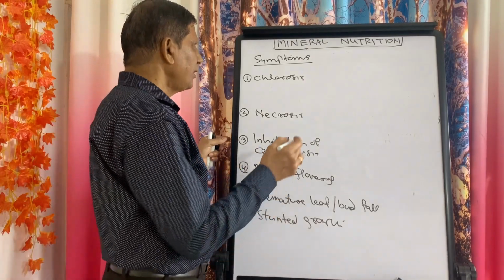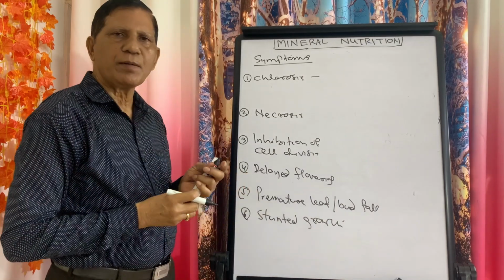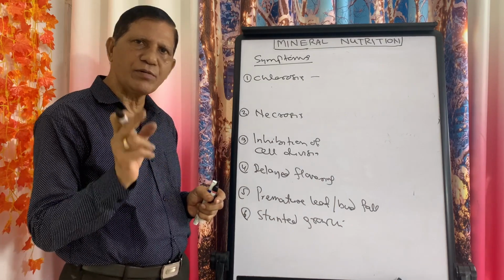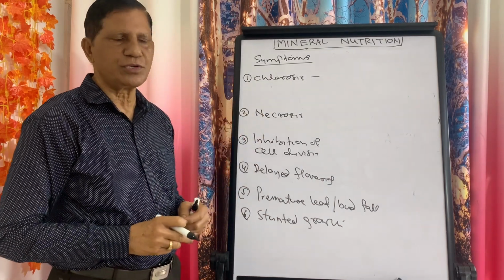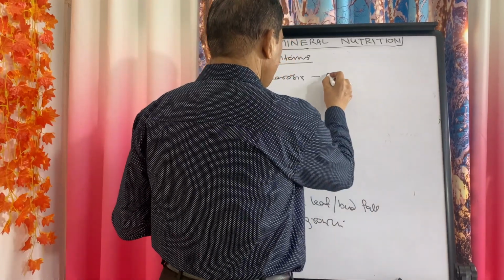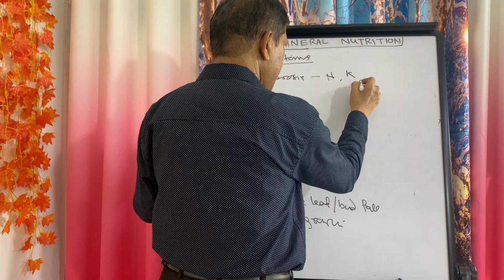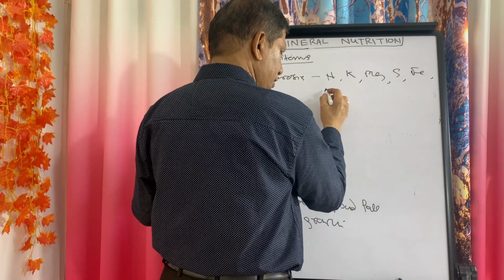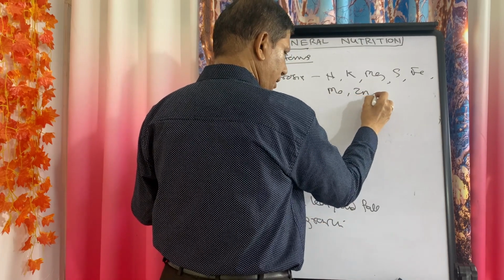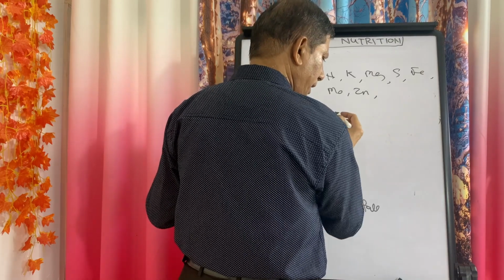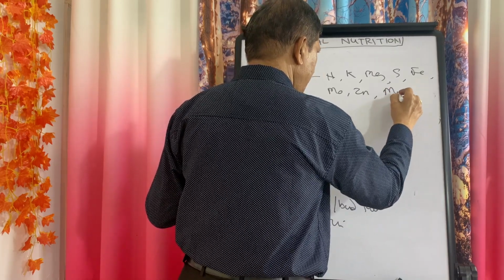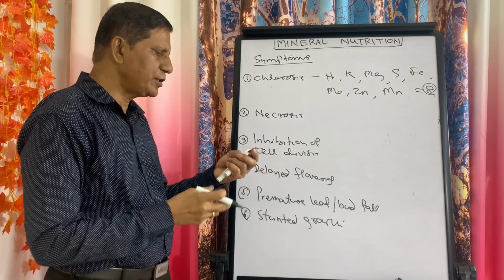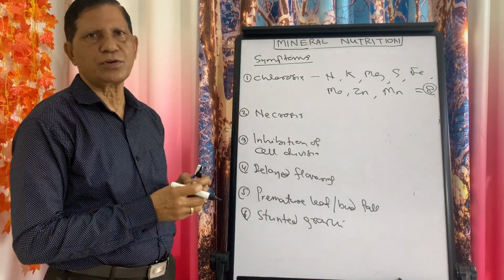For example, chlorosis can be observed if there is a deficiency of several elements, and there are 8 elements. If any one of them is absent, we'll see chlorosis. So what are these elements? One is nitrogen, potassium, then magnesium, then sulfur, then iron, then molybdenum, then zinc, and manganese. So you see there are 8 elements. When any one of these is deficient, it will cause chlorosis.